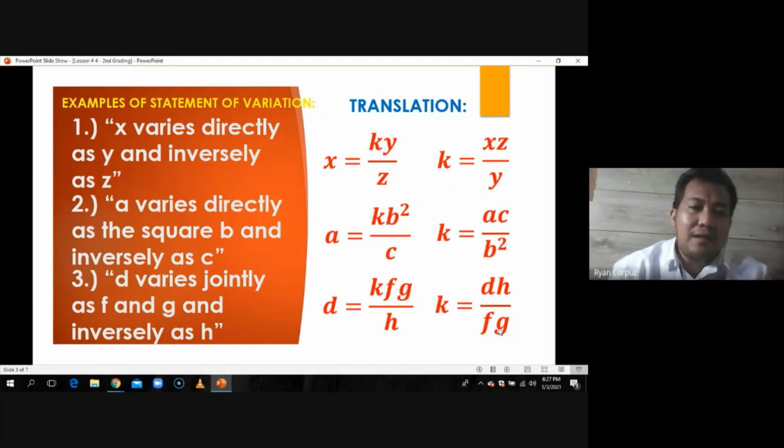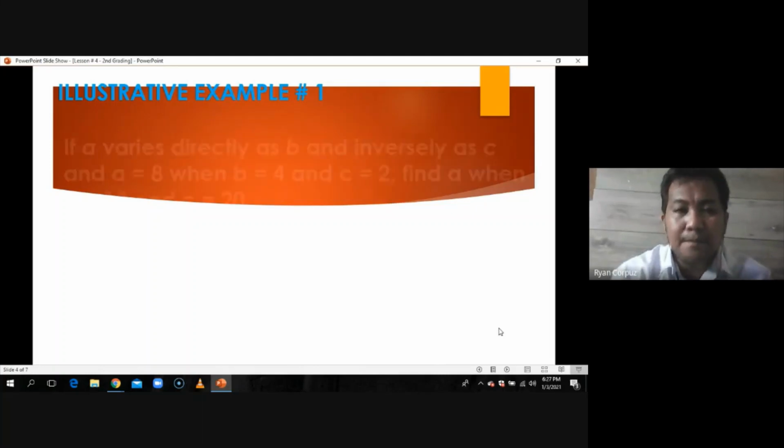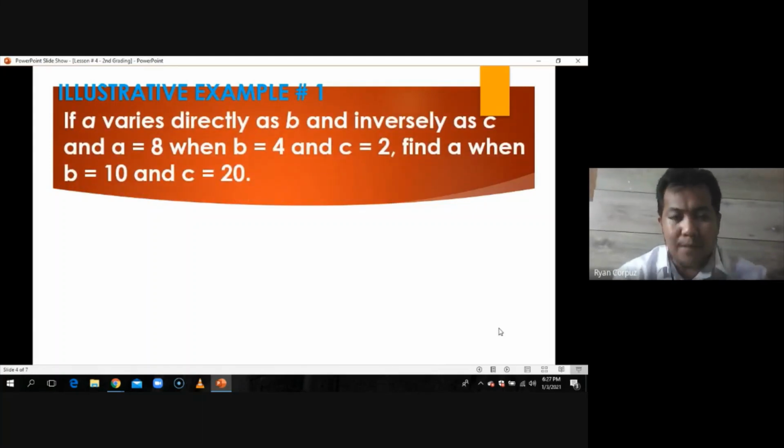So now, let's apply those steps also in order for us to solve for an example of combined variation. So let's have here example number 1. Example number 1, the problem is, if A varies directly as B and inversely as C, and A is equal to 8 when B is equal to 4 and C is equal to 2, find A when B is equal to 10 and C is equal to 20.